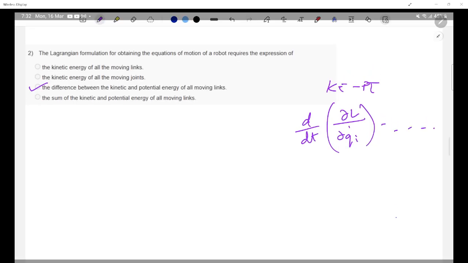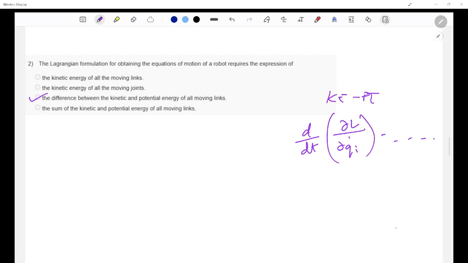The first option is the kinetic energy of the moving links. Although kinetic energy is required, it is not sufficient. The Lagrangian requires both kinetic and potential energy. If we only use kinetic energy, we would miss the gravity forces. A robot arm moving upward requires torque due to gravity, which appears through potential energy. The kinetic energy of all moving joints is also wrong because links have mass, inertia, and velocity, and joints are only the constraints that connect the links. So kinetic energy is computed for links and not joints.